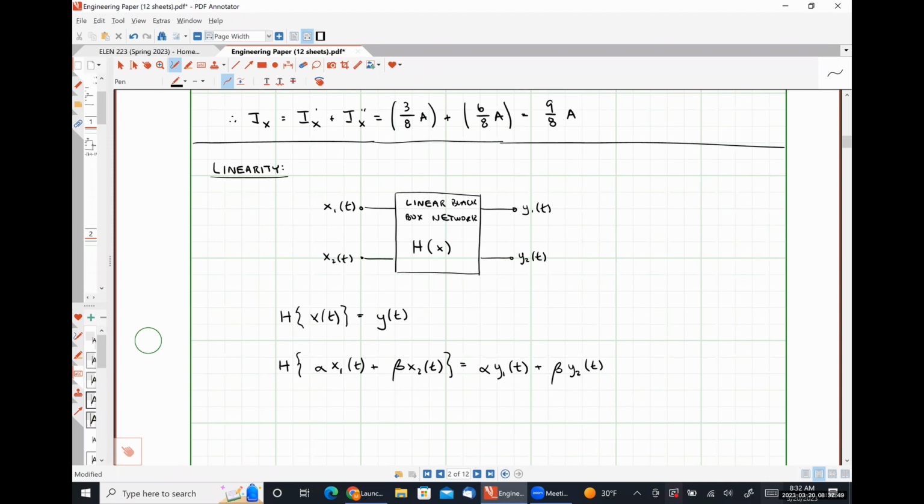For any linear system, it will obey this response, which means that two distinct and independent properties are being satisfied. The first of which is the additivity property, additivity.